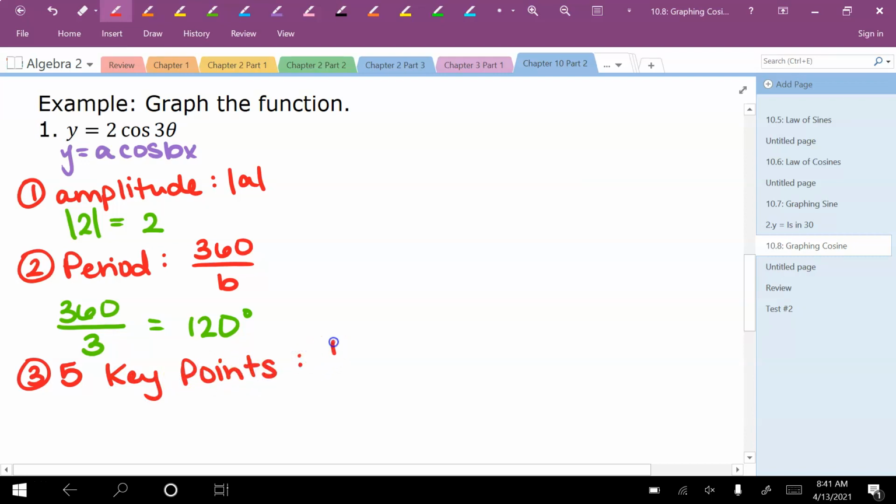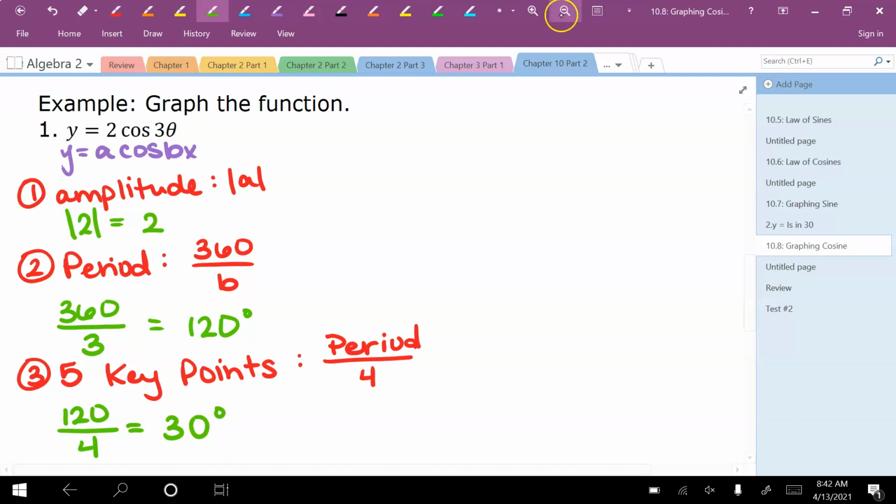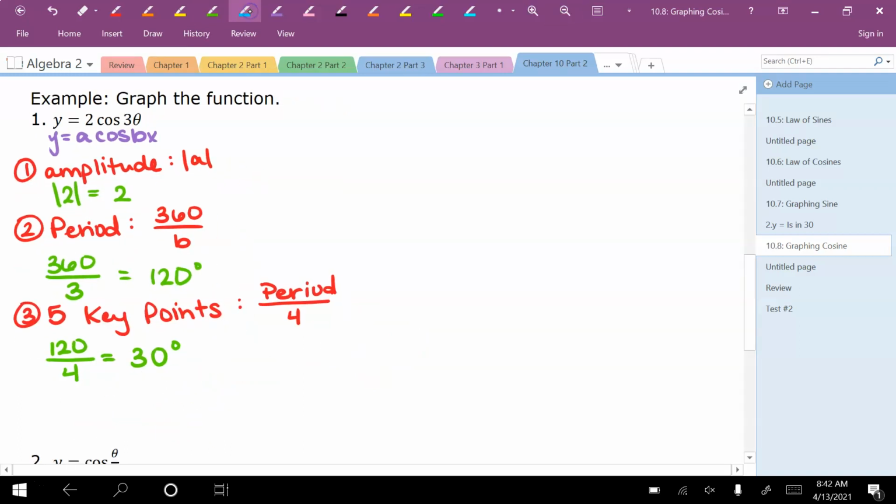Remember, that's when you take your period that we just found, that 120, and you divide by 4. So that's going to come out to be 30. So all of my points are going to be 30 degrees apart. So I'm going to start at 0, and then count up by 30, so 30, 60, 90, and then 120. Those are going to be my 5 key points.